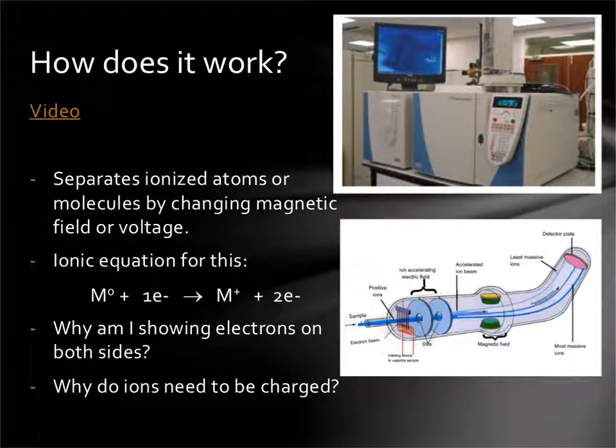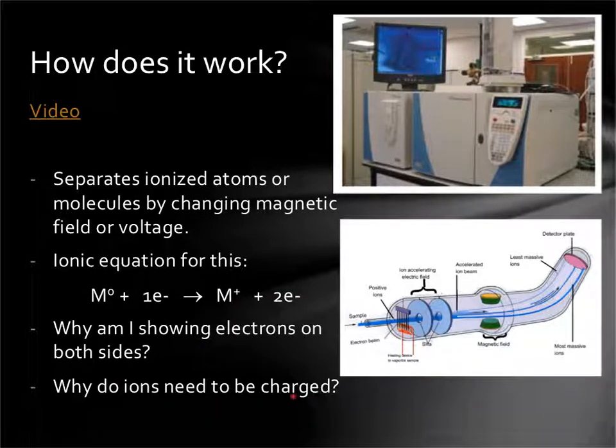Now make sure you understand what this equation is showing us. It's showing us that we have a metal that is neutral, and then we throw an electron at it, and we end up with it ejecting an electron. So we end up with an extra electron being let off, and that metal now has a positive charge because it lost that electron.